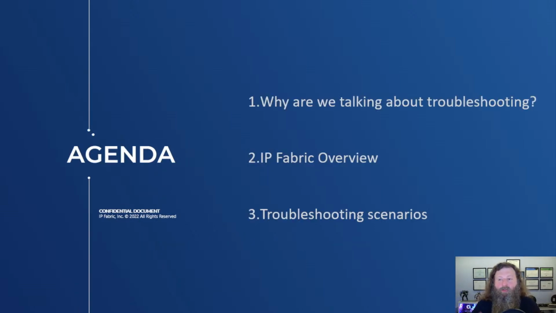So first, just talk about why we're talking about troubleshooting. Why does this matter? What are the pain points? And then talk a little bit about what IP Fabric is, what it does, and then start going through a couple of troubleshooting scenarios and showing how IP Fabric can help get the information that you're looking for when you're trying to troubleshoot or resolve issues with a network.